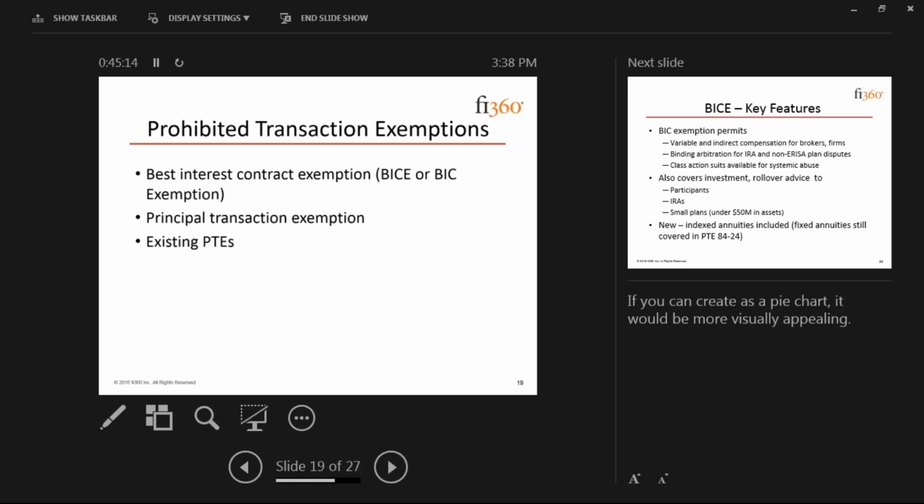Principal transaction exemption is an exemption that has been out there prior to the new rule. It pertains primarily to brokerage firms that have securities in their own inventory, and at times they sell securities out of their own inventory to their clients. There's clearly a conflict there between selling to a client securities from your own inventory.